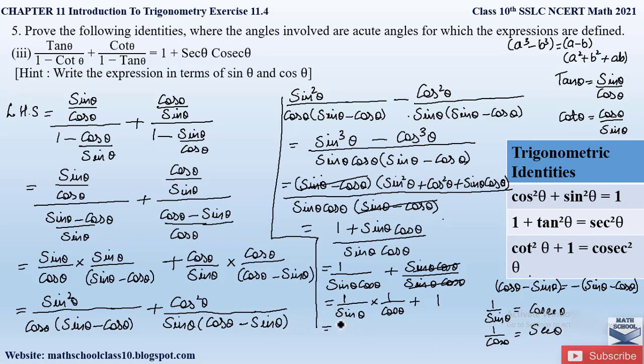1 by sine theta is cosecant theta and 1 by cos is secant theta plus 1, or this can also be rewritten as 1 plus secant theta and cosecant theta, which is equal to the right hand side. So therefore left hand side is equal to the right hand side of the given equation. So hence proved. So this is how we solve this question, by expressing in terms of sine theta and cos theta.